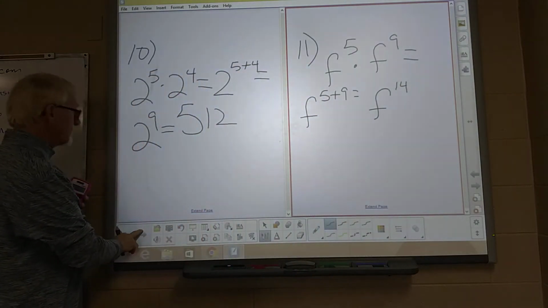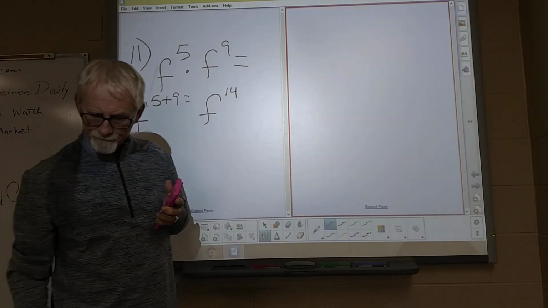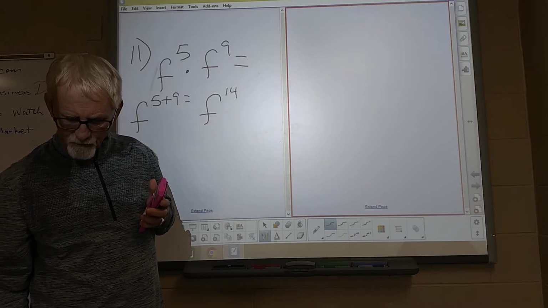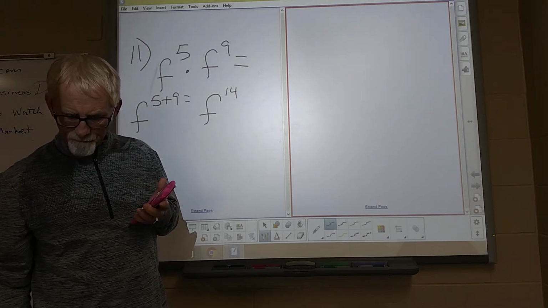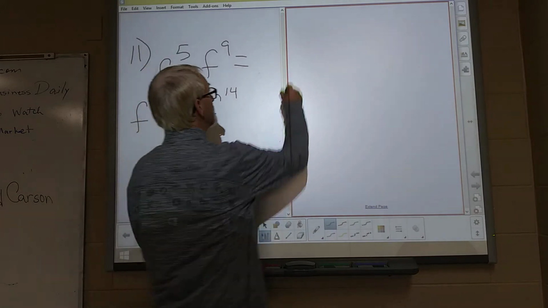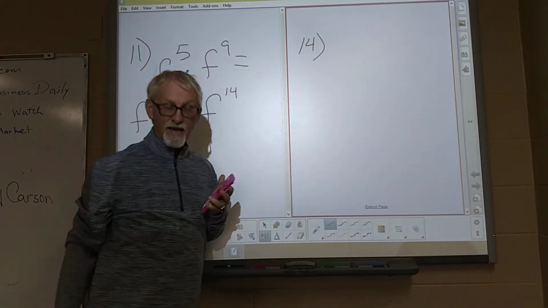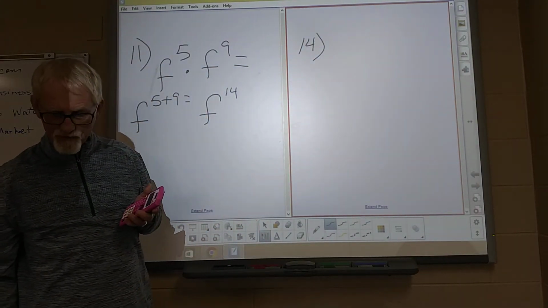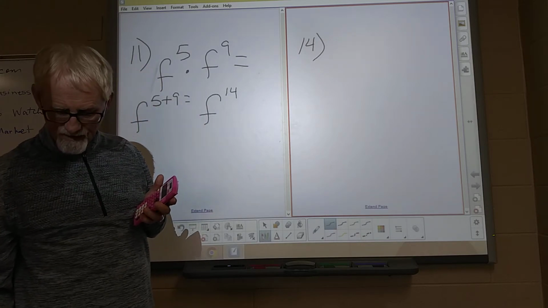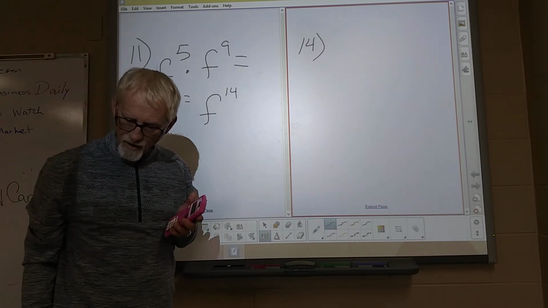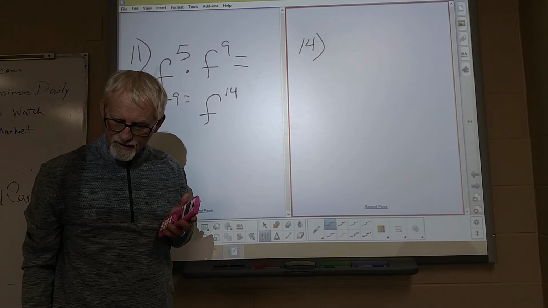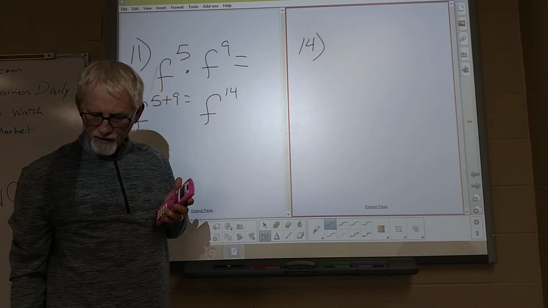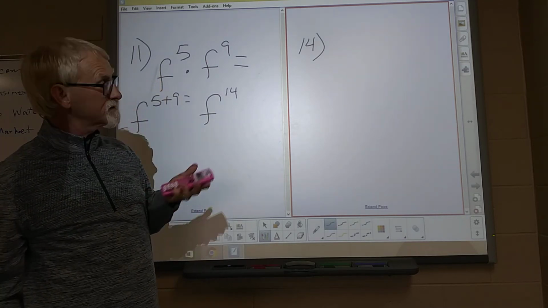Let's go to 14. We have biology. This is kind of interesting with the coronavirus today. Suppose that a bacterial colony doubles in size every half hour. If a colony contains 2,000 bacteria at 10 a.m., how many bacteria will the colony contain at 1 p.m.?